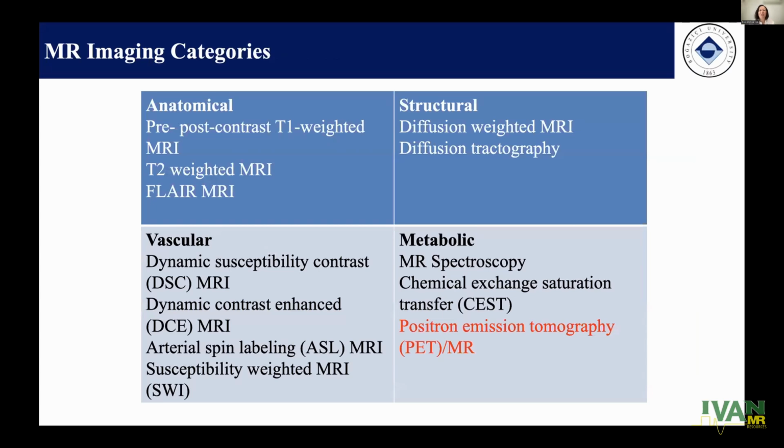When we look at our MR imaging categories, we have anatomical data for brain tumors, structural, vascular, and metabolic data. For the anatomical, we acquire usually pre- and post-contrast T1-weighted MR images. We have T2-weighted MRI and FLAIR MRI. For the structural data, we get diffusion MRI. And for the vasculature, we have various techniques, DSC, DCE, arterial spin labeling, which doesn't need any contrast agent, and also susceptibility-weighted imaging. And for metabolic, we have the MR spectroscopy, which is, I think, dear to all our hearts. And there's also CEST and positron emission tomography.